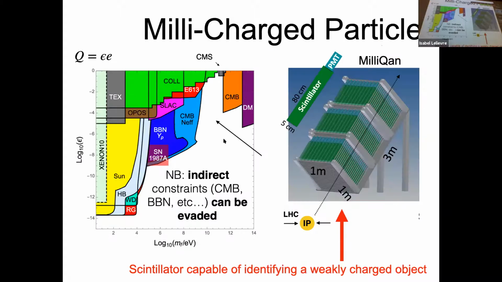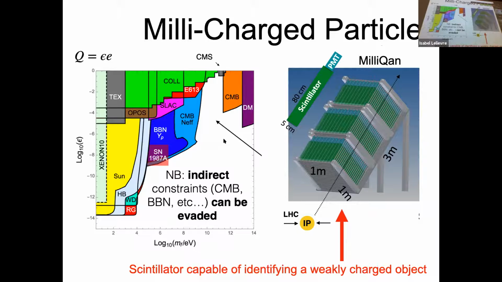And so how do we search for millicharged particles? There are various detectors to do this, and actually there are various other constraints. Here's the exclusion plot for millicharged particles. This is scanning the mass of a dark fermion all the way from 1 electron volt to 10 to the 14. And here we're scanning the charge. This is epsilon, which is the mixing parameter for your charge.